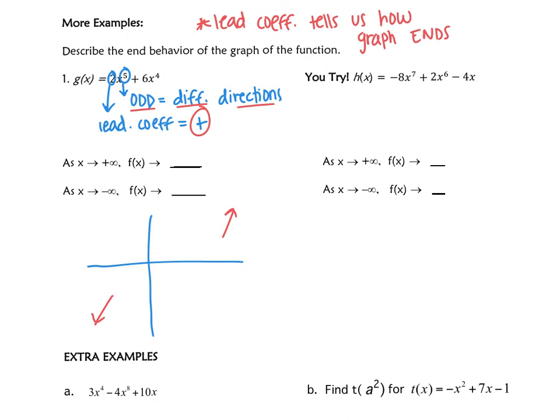So this is how we're going to do our end behavior then. As x goes in the positive direction this way, f of x goes to positive infinity. As x goes to negative infinity, the negative direction, the graph goes down.